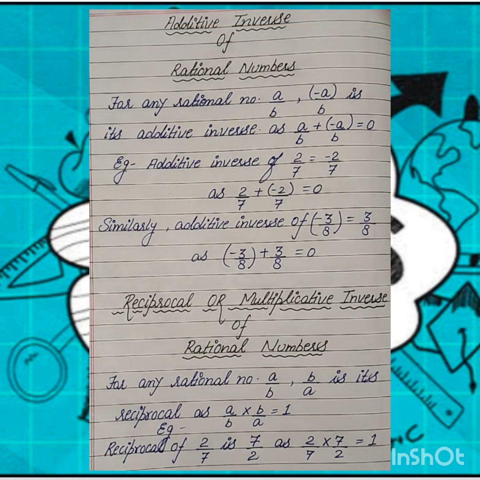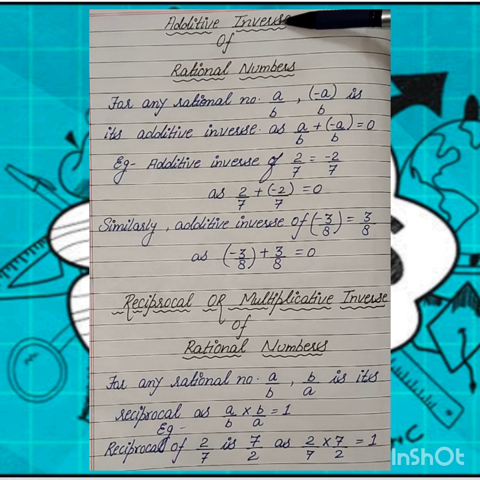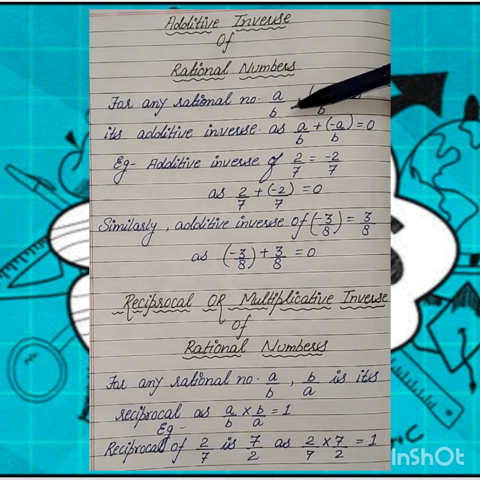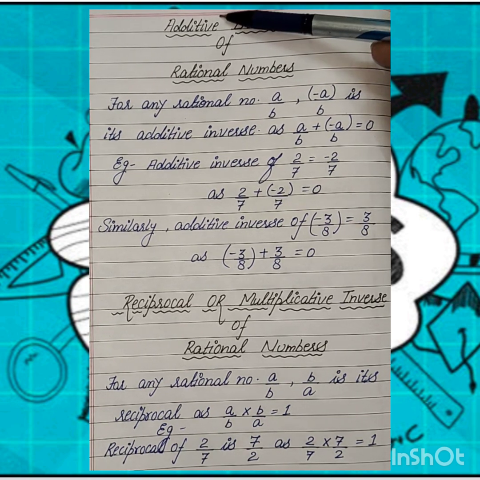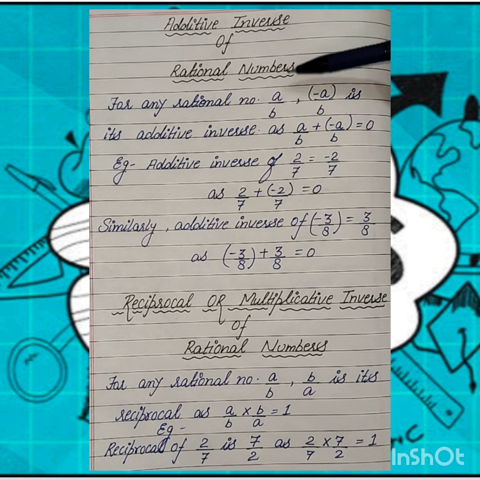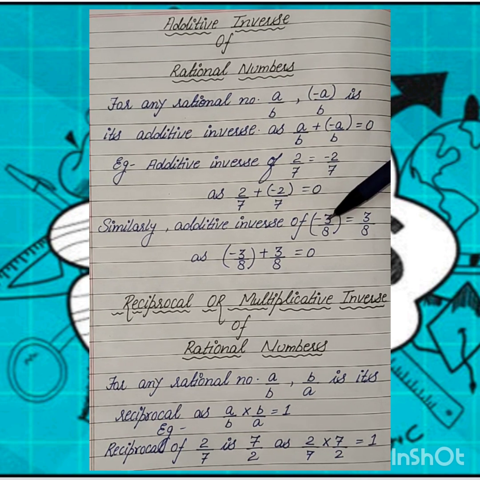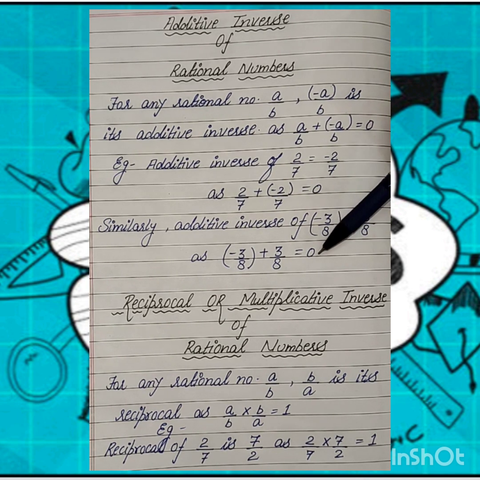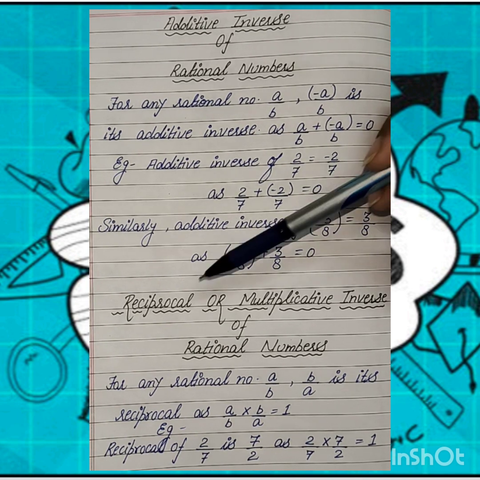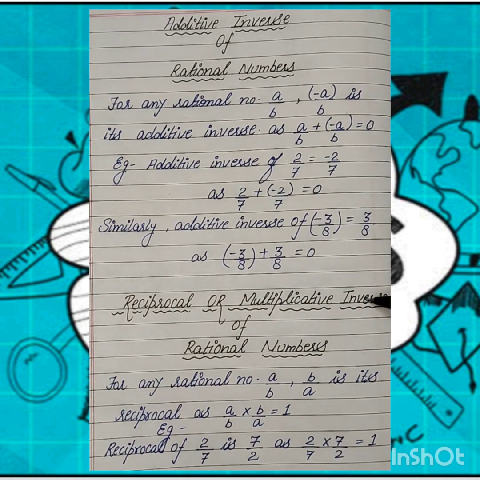Now next property is additive inverse. For any rational number a upon b, its additive inverse will be minus a upon b because their sum is 0. Students, additive means plus and inverse means opposite. If a rational number is positive then its additive inverse will be negative because their sum is 0. If a rational number is negative then its additive inverse will be positive because on adding both, we should get 0.